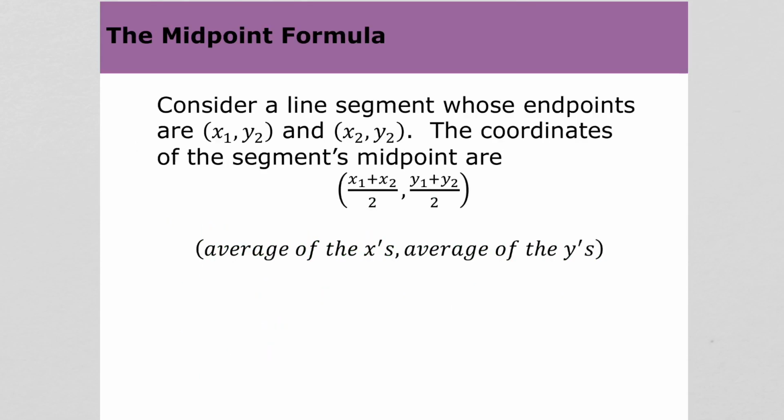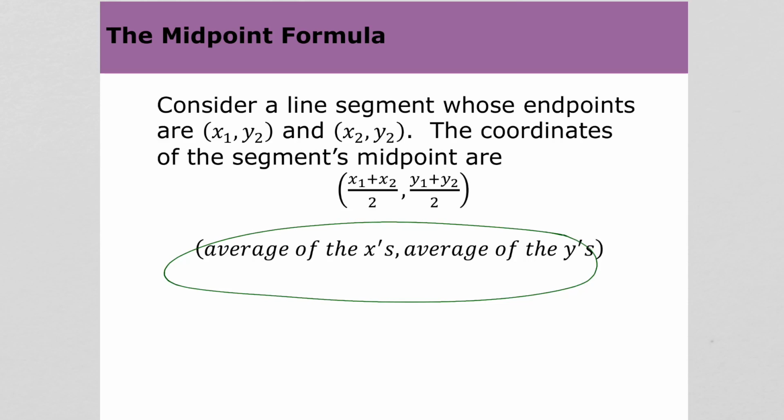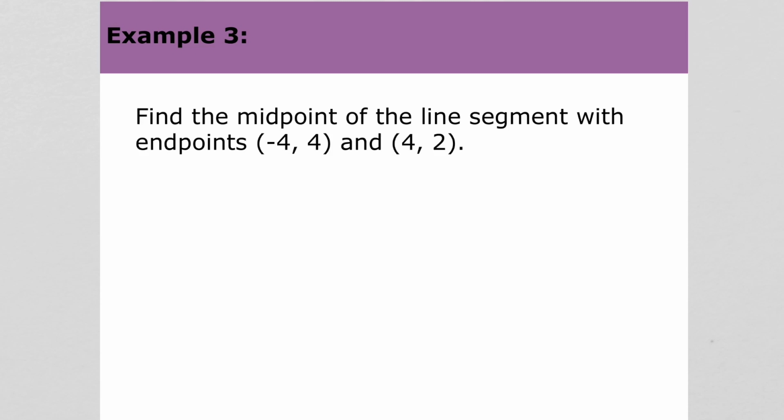The midpoint formula, here it is written out, but here's what I say. Average the x's, average the y's. It's that simple. So to find the midpoint here, we're going to average the x's, negative 4 plus 4 divided by 2. Average the y's, 4 plus 2 divided by 2. And this is a point. This is the point in between those 2 points.